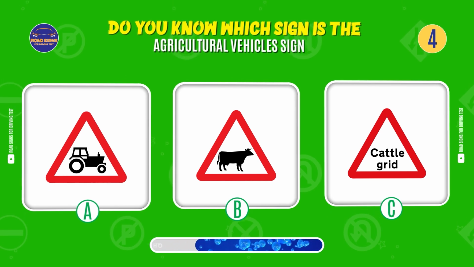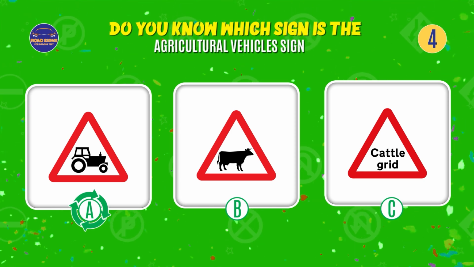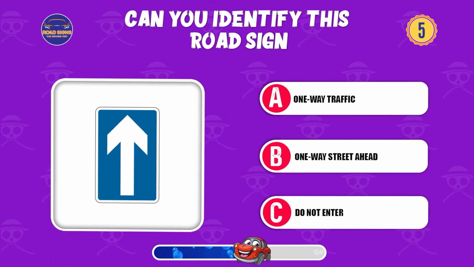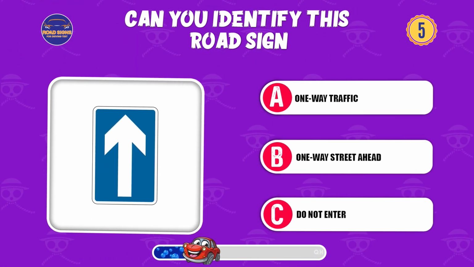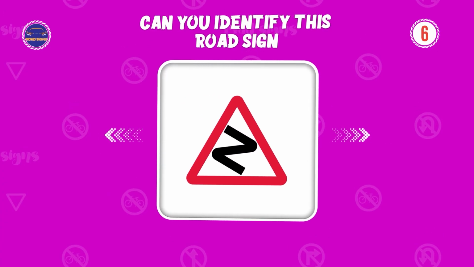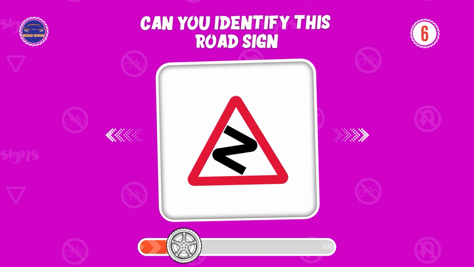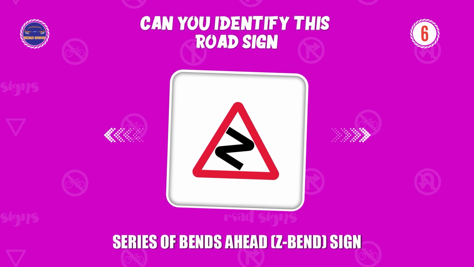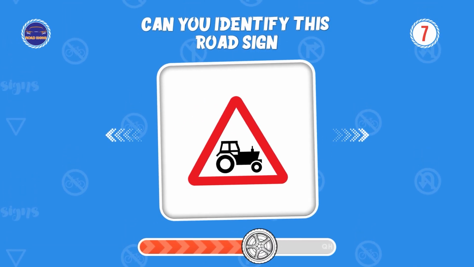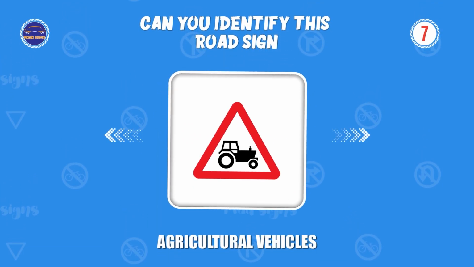Question 4. Question 5. What does this road sign represent? A. One-way traffic. Question 6. What does this sign indicate? Series of bends ahead, Z-bend sign. Question 7. What does this sign tell drivers? Agricultural vehicles.